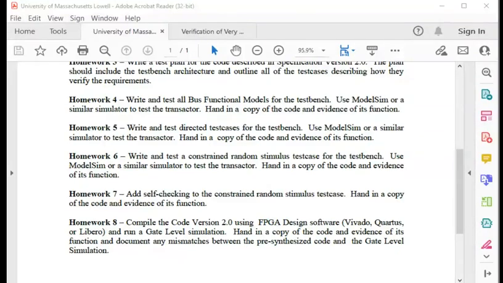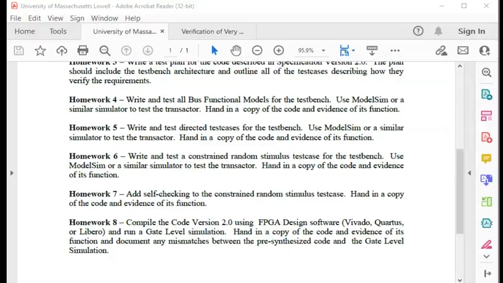Yeah, due next week. So starting next week, 5, 6, and 7, and then 8 is 2 weeks after that, on the 20th. Same thing, use ModelSim or the simulator of your choice. Send me a picture that shows me it compiles and send me the code. Easy as that, right? Use your bus functional models.